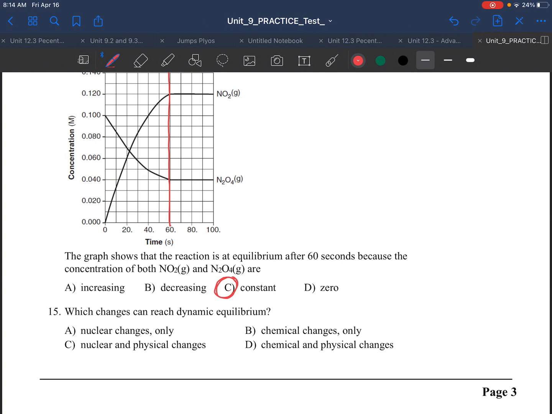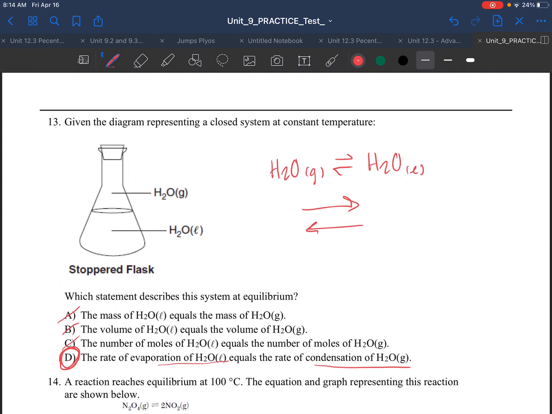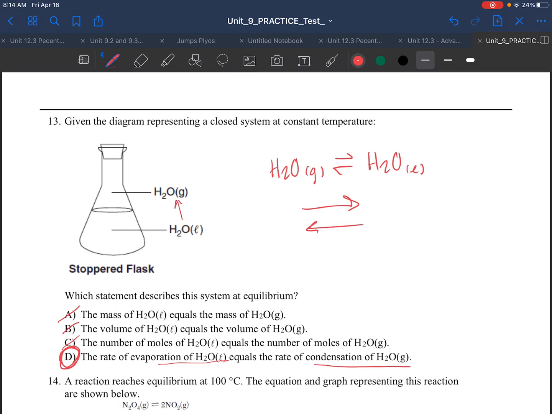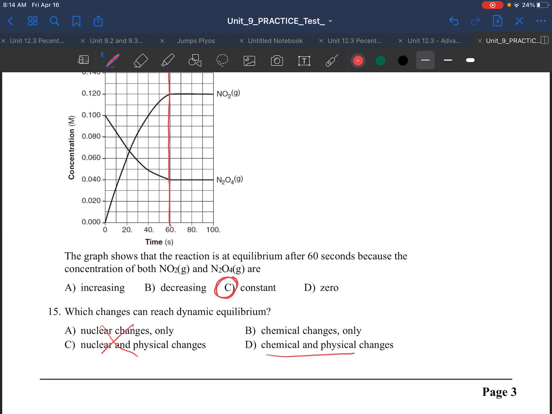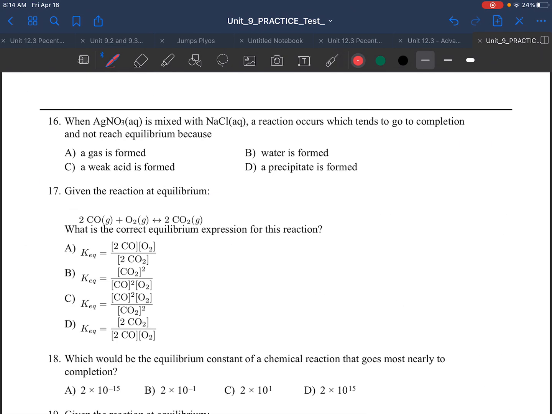Which changes can reach dynamic equilibrium? Well, here, we didn't talk about nuclear changes, so that's a big red flag. But we talked about both in a chemical and a physical sense. Chemical is like reactions when they're changing. Physical would be like this top problem here when we went through a phase change. So equilibrium can happen between chemical and physical changes. All right, on to the next page.